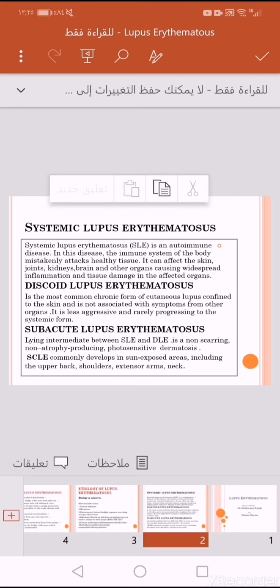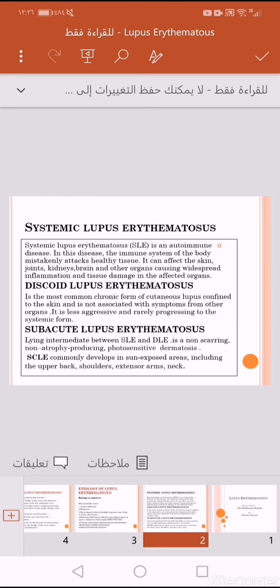So the third type is subacute lupus erythematosus. Subacute lies intermediate between the systemic and the discoid in its symptoms and its aggressiveness. So it is a non-scarring, non-atrophy producing photosensitive dermatosis. Photosensitive skin. So subacute lupus erythematosus commonly develops in sun-exposed areas.